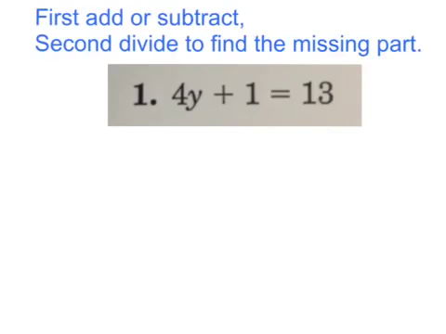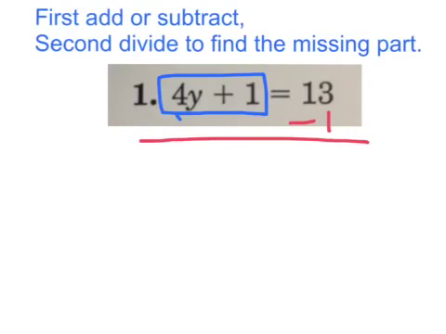If you look at the directions on your own page that you have, it says first, you should add or subtract. Second, you're going to divide to find the missing part on this paper. If you look at the question, it says 4 times a number plus 1 is 13. So last week we said to solve one-step equations, you just work backwards or do the opposite. So I should do the opposite of add 1. The opposite of add 1 is subtract 1. So I'm going to subtract 1 for my answer because I'm going backwards.